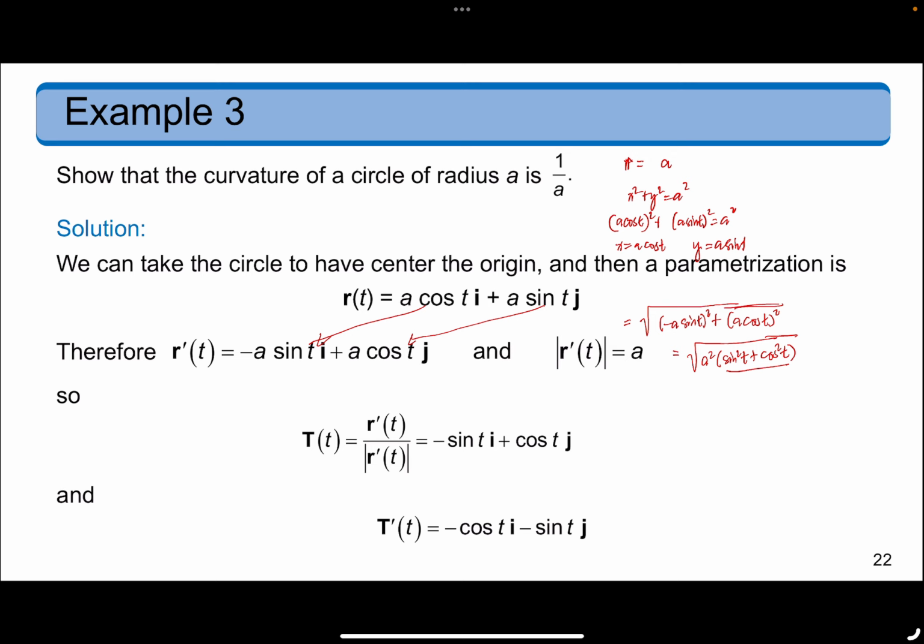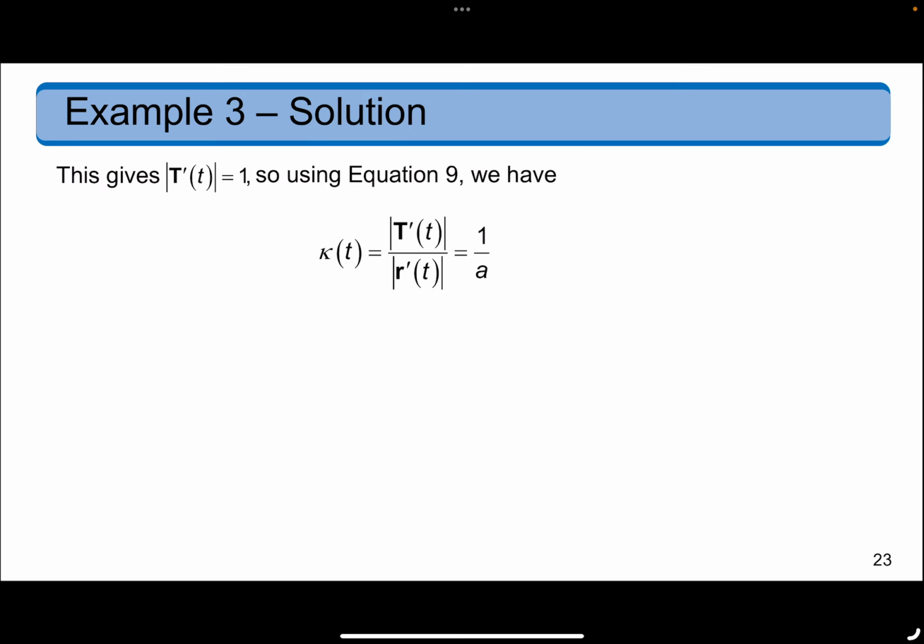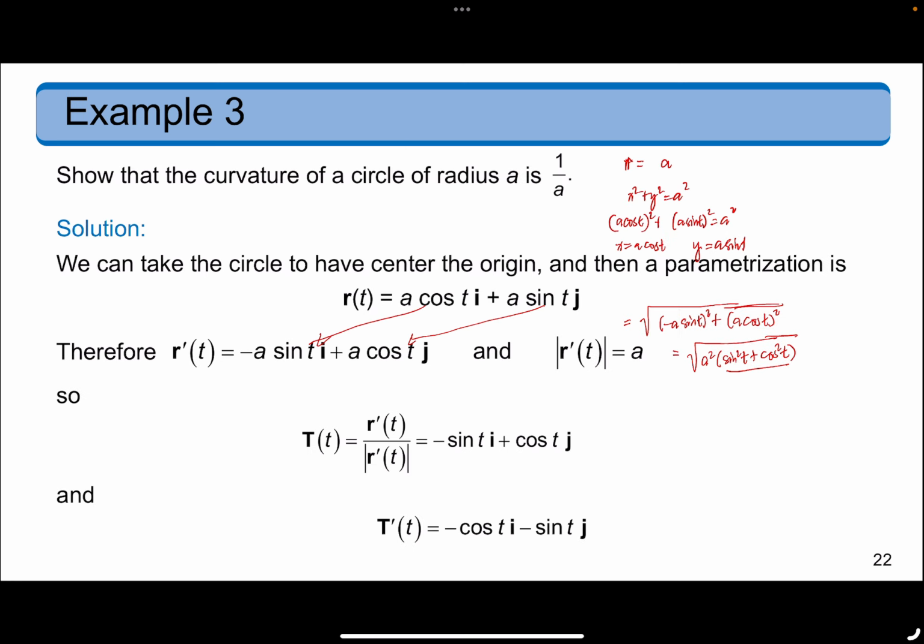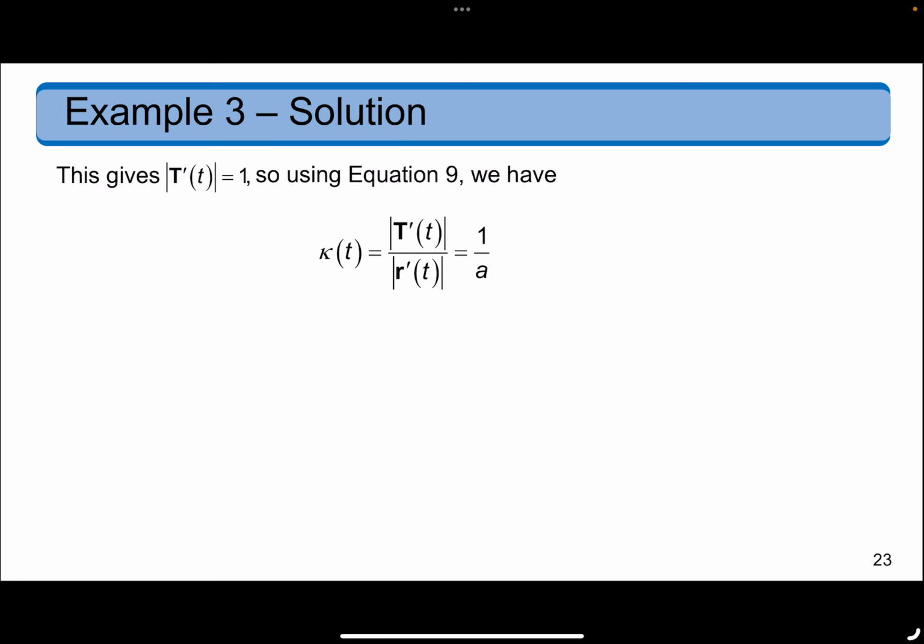The magnitude of T prime is equal to 1 because we will be having cosine t squared plus sine t squared, so it would be 1. So this gives us the unit tangent T prime of t, which is 1, and the magnitude of r prime, which is a. So with that, we have the curvature kappa of t is 1 over a.